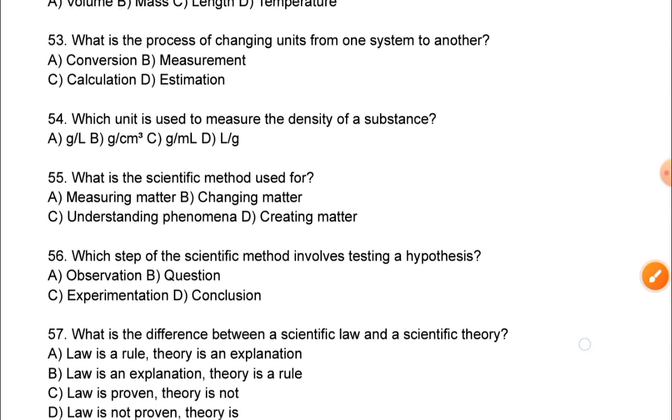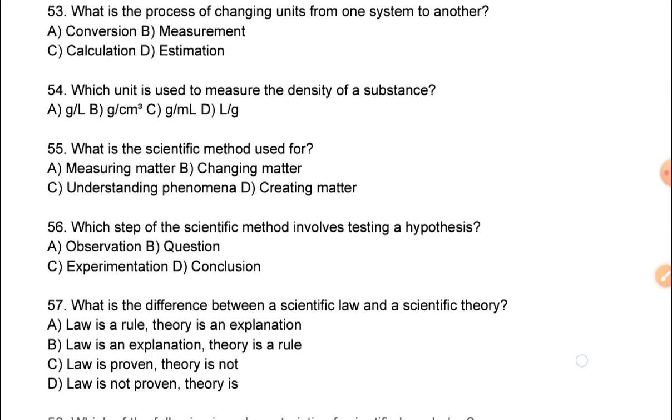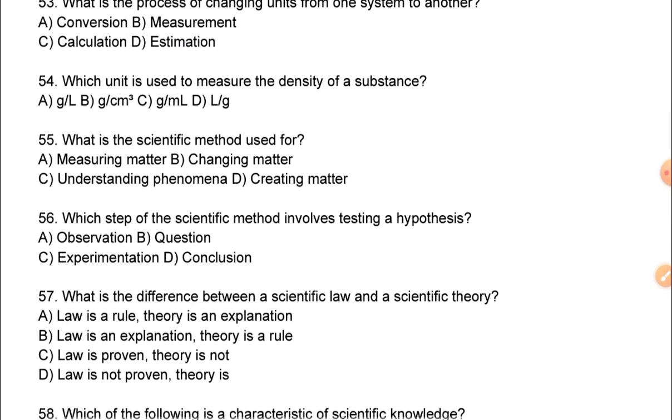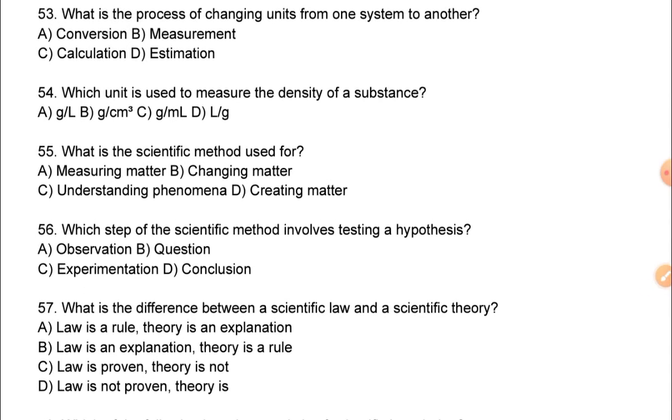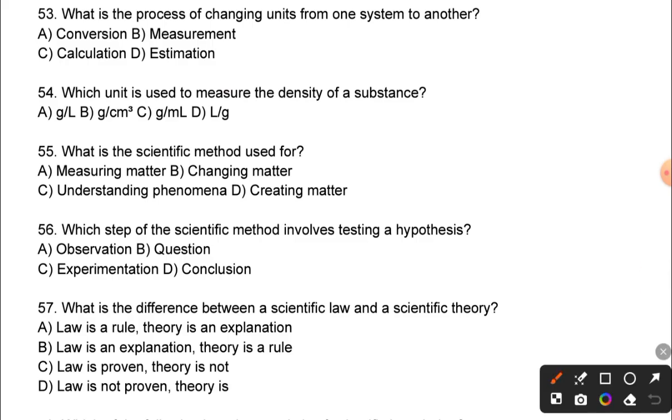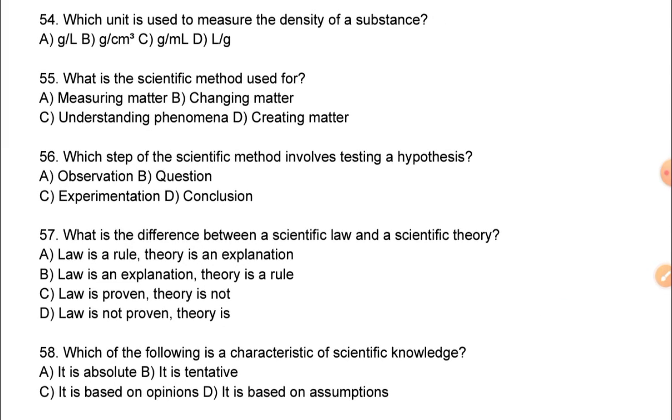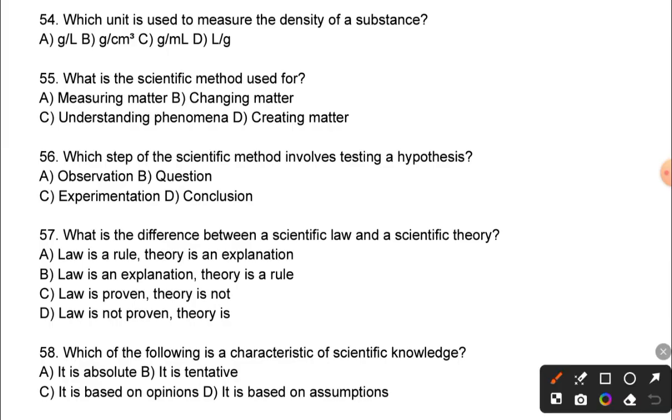57. What's the difference between a scientific law and scientific theory? The difference is that a law is a rule, theory is an explanation. Yes, like Newton's first law is a rule. 58. Which of the following is a characteristic of scientific knowledge? Characteristic of scientific knowledge is that it is tentative. It simply means that it is subject to change, can be revised, and so on.